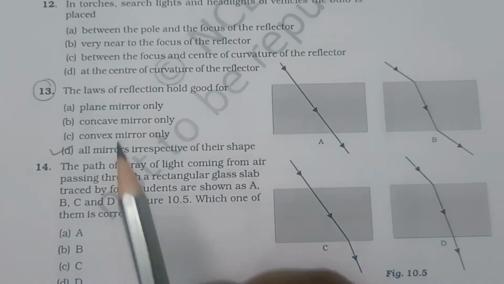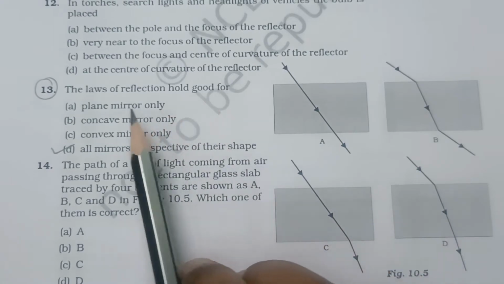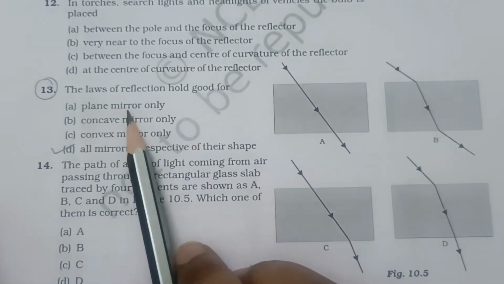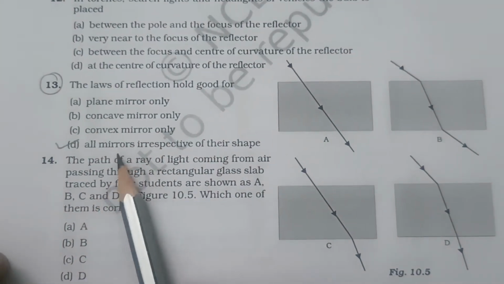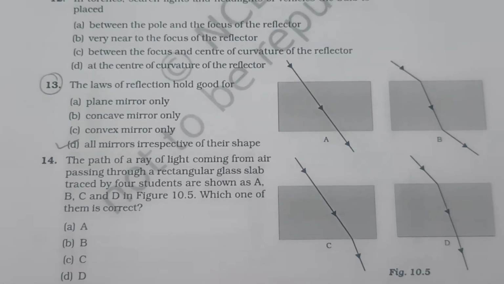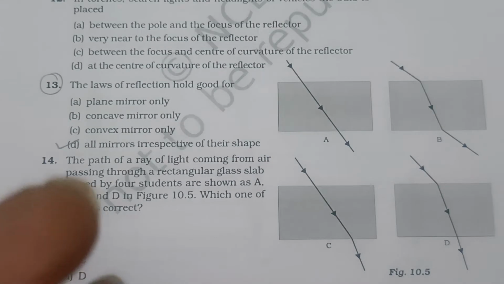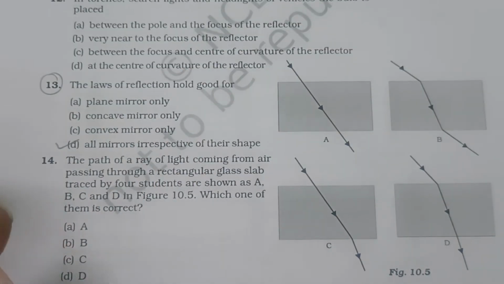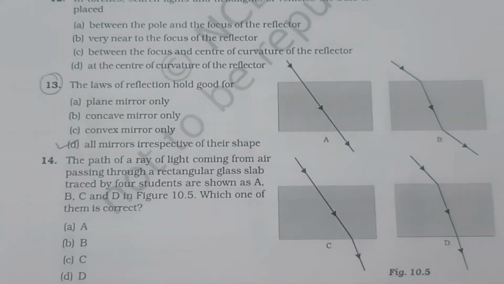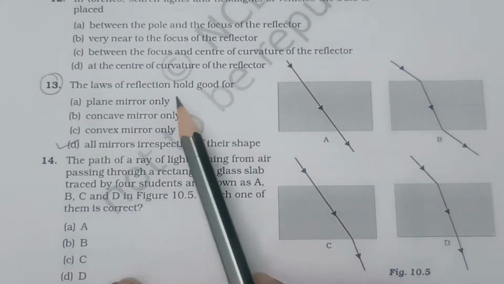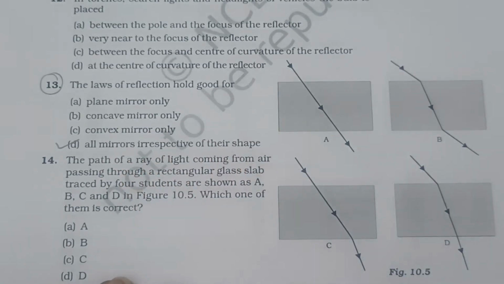Next, the laws of reflection hold good for the plane mirror, the concave mirror, the convex mirror, whatever the mirror may be. All mirrors, irrespective of their shape, obey the laws of reflection. What are the laws of reflection? Angle of incidence equals angle of reflection. Whatever the mirror may be, plane or concave or convex, it holds all the laws of reflection. That is two laws. The normal, the incident ray and the reflected ray all lie in the same plane, and the angle of incidence equals the angle of reflection. So this law of reflection holds good for all mirrors irrespective of their shapes.